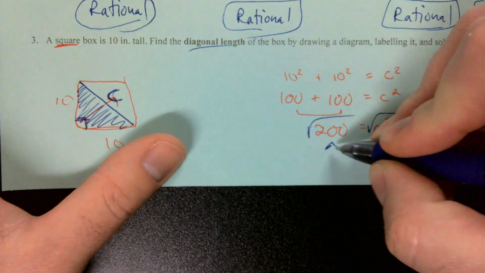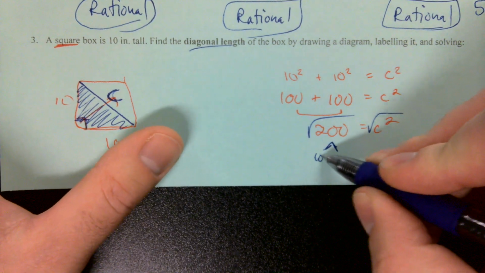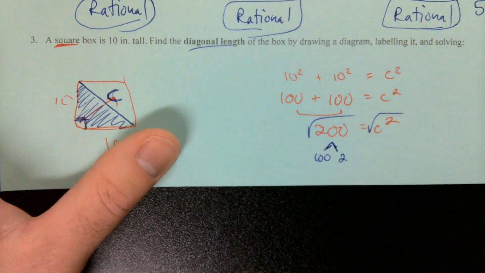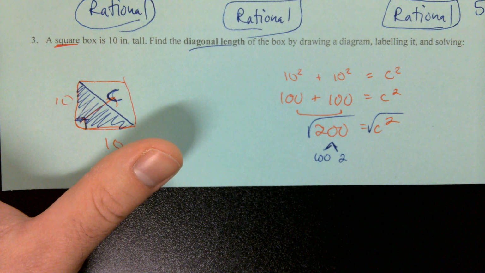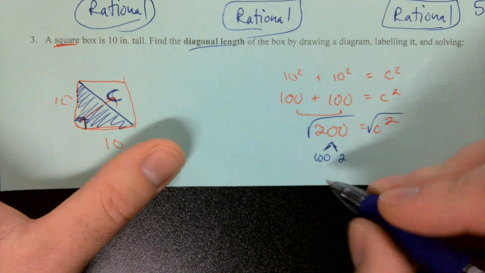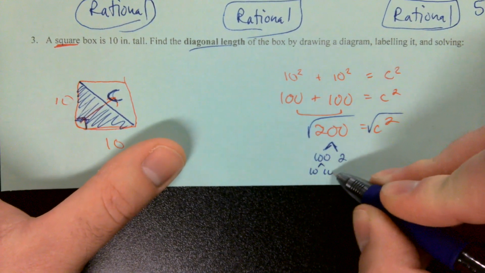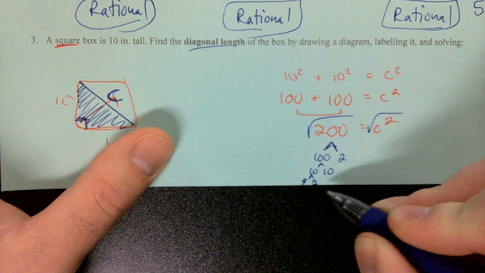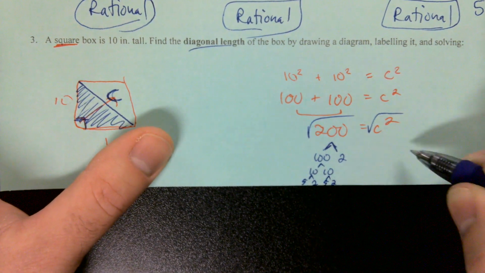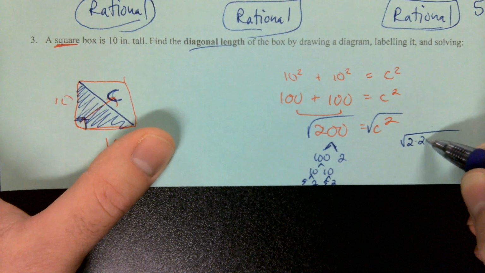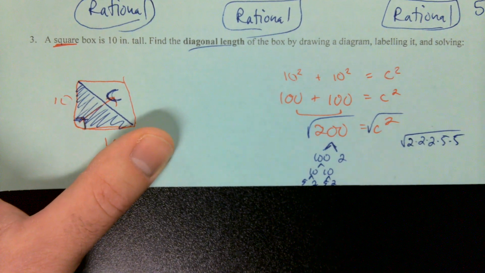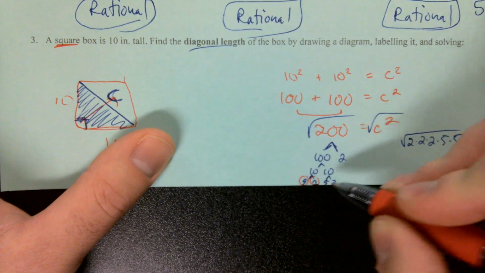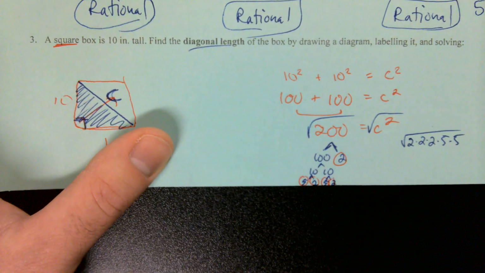What two numbers multiply to give me 200? 2 and 100. How can I split up 100? 10 and 10. How can I split up 10? 5 and 2. So now I have 5 times 2 times 5 times 2 times 2, just like this.